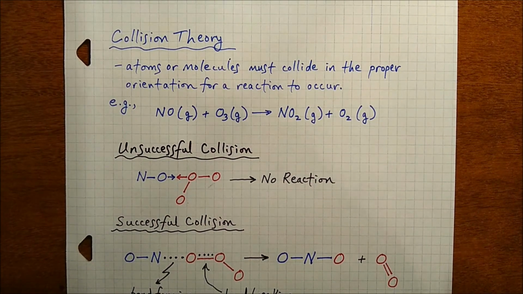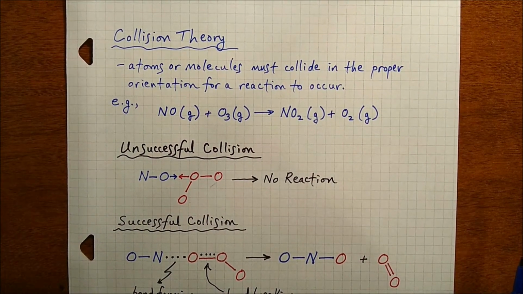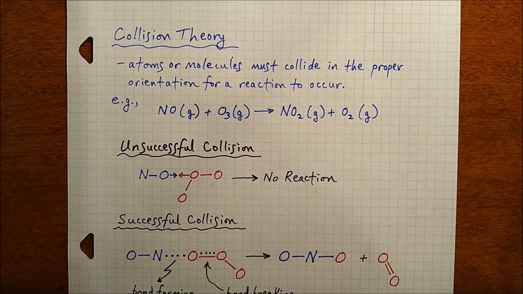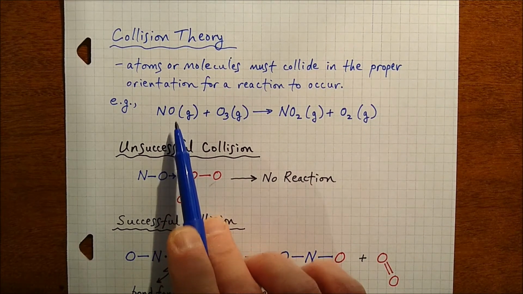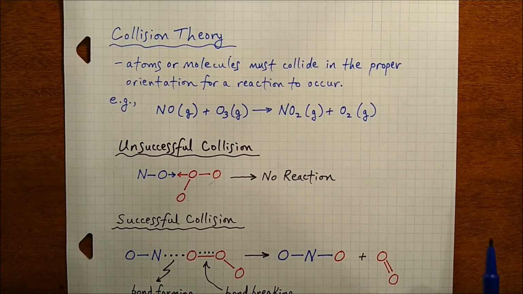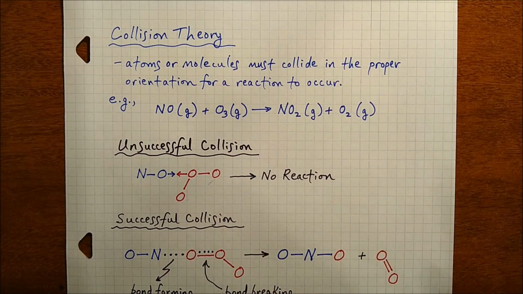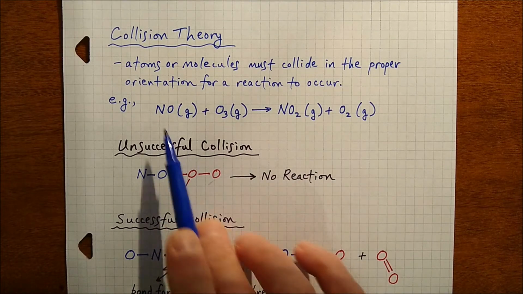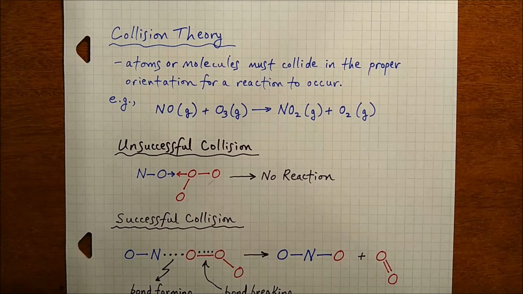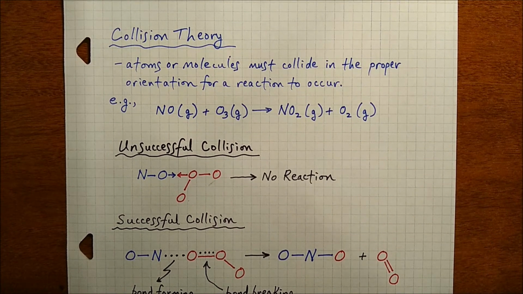overhead here. And as it says, atoms or molecules must collide with the right orientation. So let's look at a simple reaction here. This reaction of nitric oxide plus ozone to give you nitrogen dioxide and oxygen gas. This is a reaction that might be occurring in the upper atmosphere where the ozone layer is, and NO might come from industry or car emissions and rise up into the atmosphere and cause the degradation of the ozone layer. So these are reactions that can hurt the ozone layer.